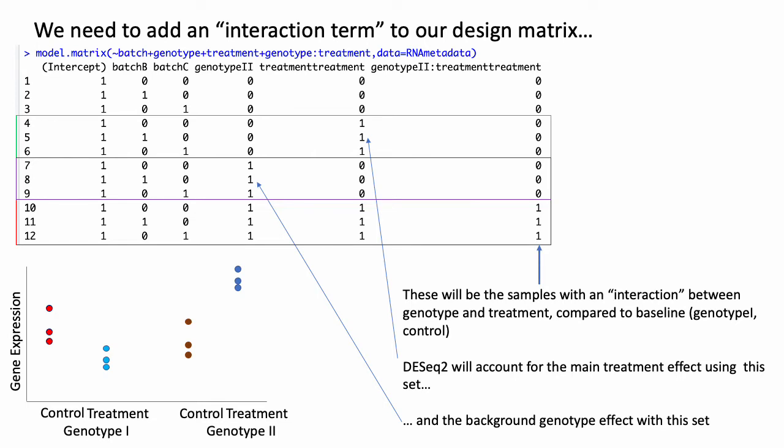What does this matrix look like? Well, we can see that our expected batch, genotype, and treatment information is there, but there's a new column, genotype 2, treatment. This new column has zeros for every sample that isn't both treated and genotype 2. So only the last samples will have this coefficient. The other samples will have coefficients for either genotype or for treatment differences, but not for both. Thus, DESeq2 can separate out the interaction effect of the genotype and treatment from their individual background effects.